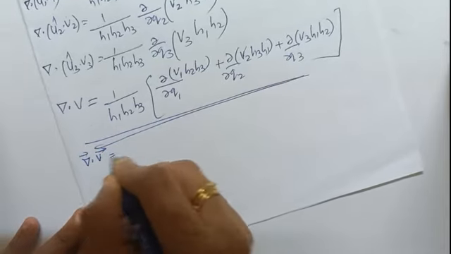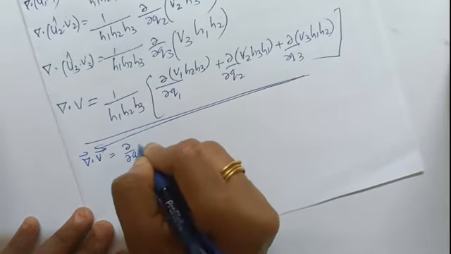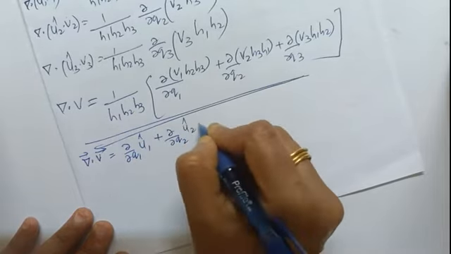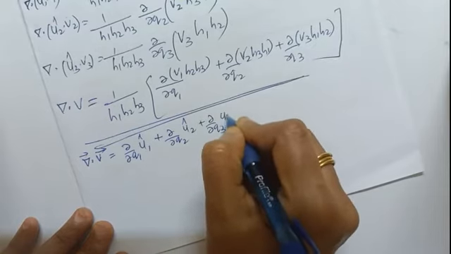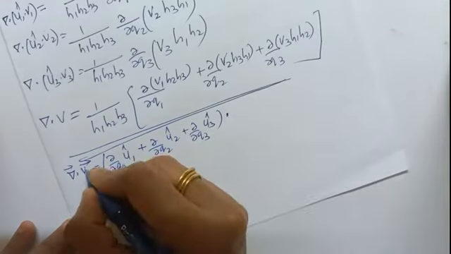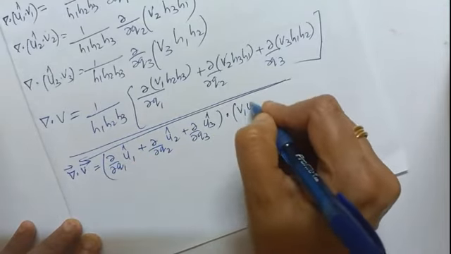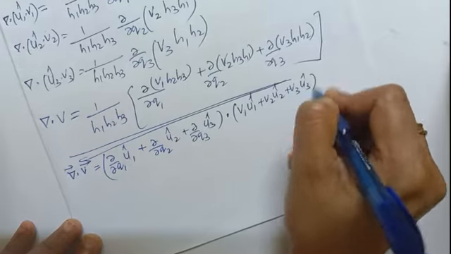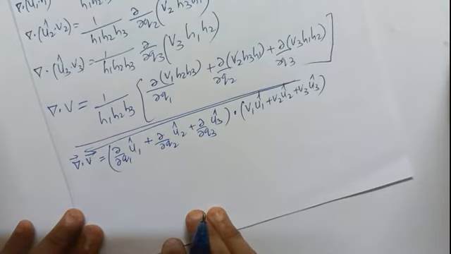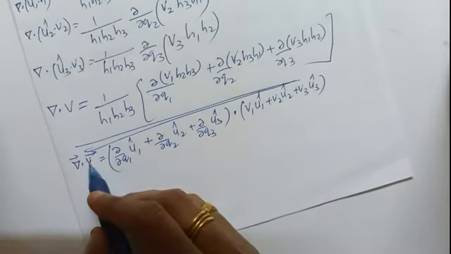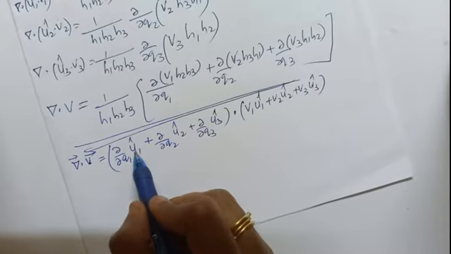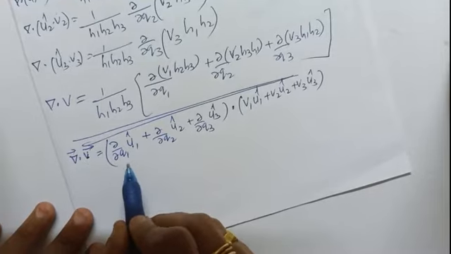Here, del, we are going to write as ∂/∂q1 u1 plus ∂/∂q2 u2 plus ∂/∂q3 u3, dot V. We have told it has the components V1, V2 and V3. So this is the divergence of a vector function, and since we use an orthogonal curvilinear system, we are using u1, u2, u3, etc.